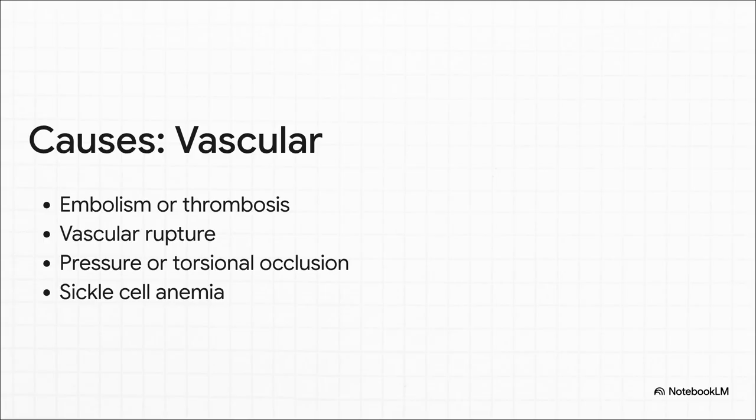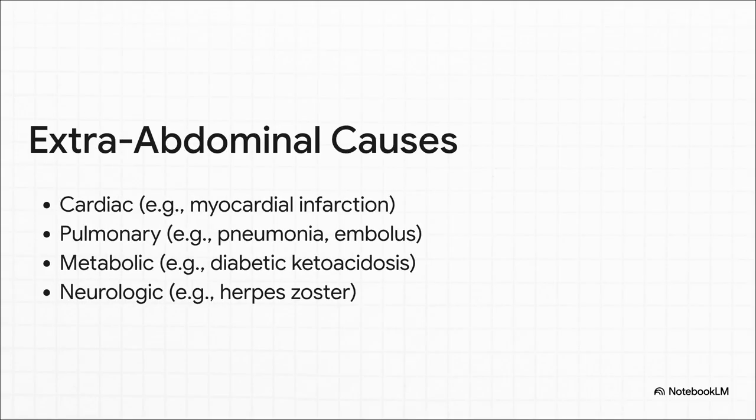Now this next category, vascular problems. These are the ones that should make the hair on your arms stand up. We're talking about true emergencies you just cannot miss. Things like a ruptured aneurysm or a blood clot cutting off circulation to the bowel. The classic story here is sudden, terrible pain that just seems way out of proportion to what you're finding on your exam.